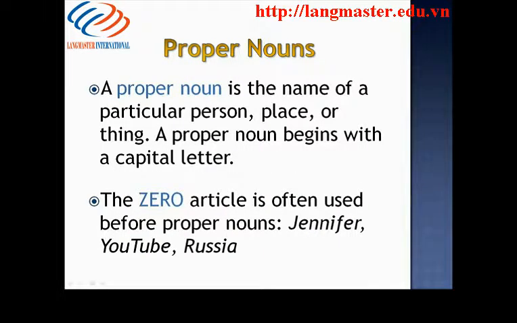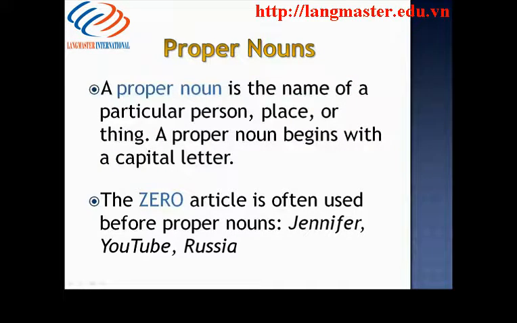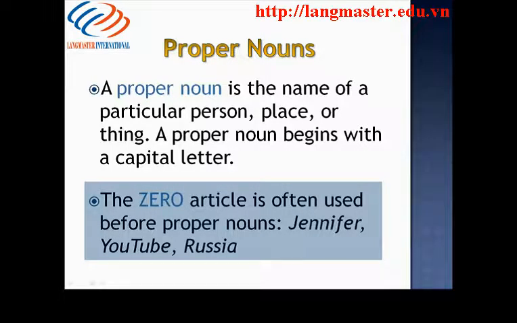Let's talk a moment about proper nouns. A proper noun is the name of a particular person, place, or thing. A proper noun begins with a capital letter, an uppercase letter. The zero article is often used before proper nouns. For example, Jennifer, YouTube, Russia. We don't say the Jennifer, the YouTube, the Russia. So a zero article is used before people's first names, before most company names, as well as before most names of countries. And we can add to that cities and states as well.